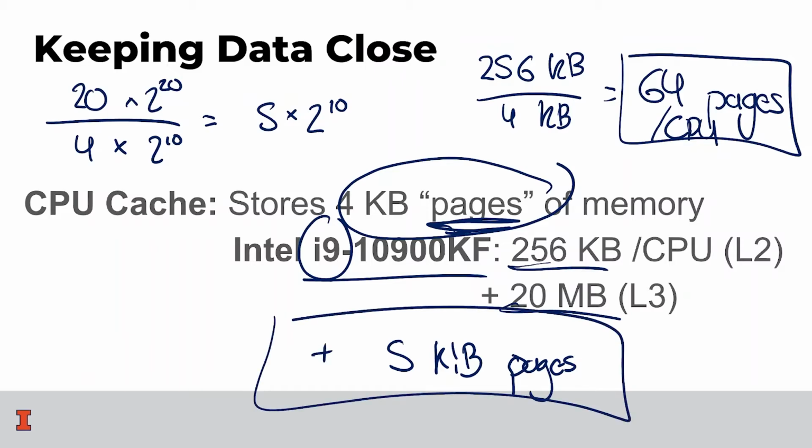So we have 64 individual pages, and then we have 5 kilobytes worth of pages shared between all of the processors on our CPU. So we don't have that many pages on our CPU. So we basically have 5,000 and some places to put data inside of our CPU.